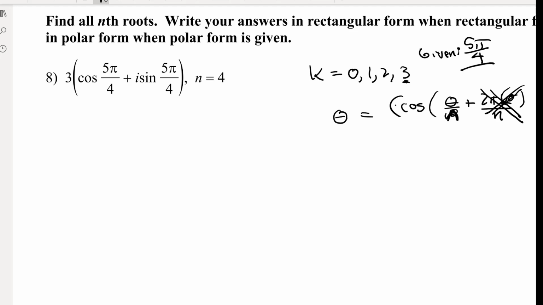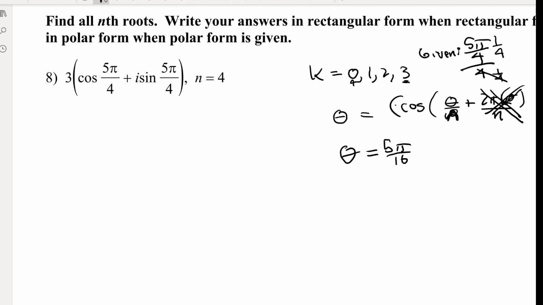We're going to divide that by the n. So then I'm going to multiply by the reciprocal. On this one, it's pretty simple. So that's 5 pi 16ths. So our first theta, for this one, when k is 0, all we have is 5 pi 16ths. For our sign, now we have to find the pattern.